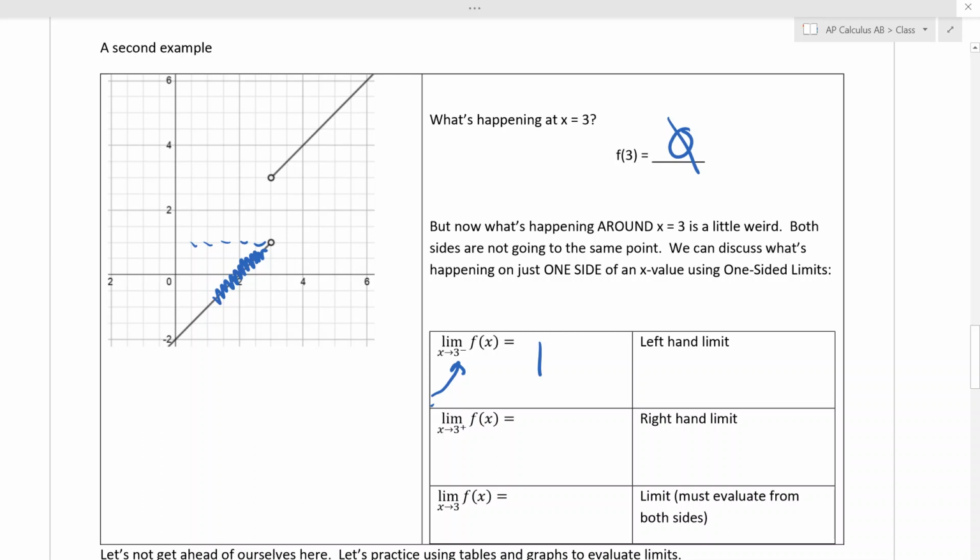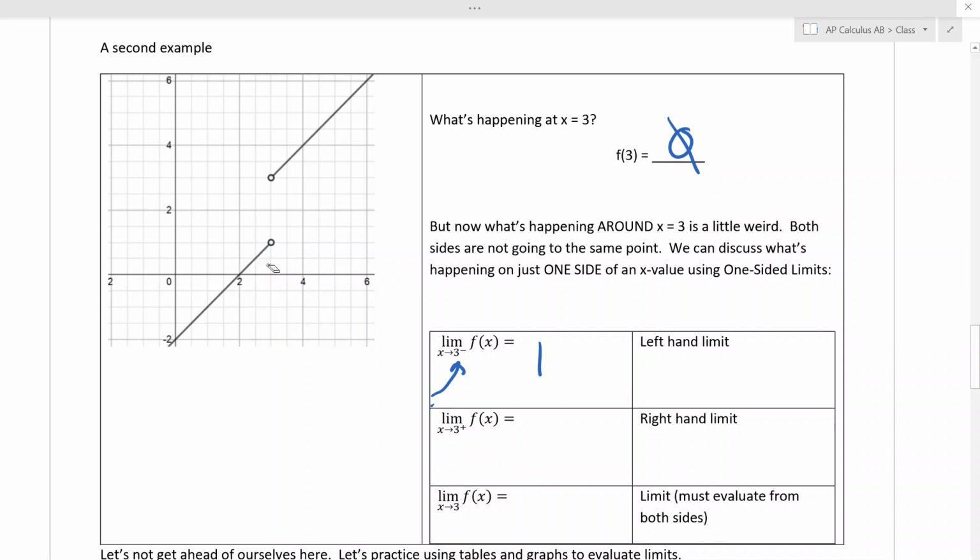If you ever get confused about that, this is what kids will do. If kids get this question wrong, it's because they're doing this. They'll go, okay, 3 from the left. Here's 3, let's go left. Oh, it goes to 0. That's not good. That doesn't make any sense. You don't go to 3 and then go left. You want to go to 3 from the left.